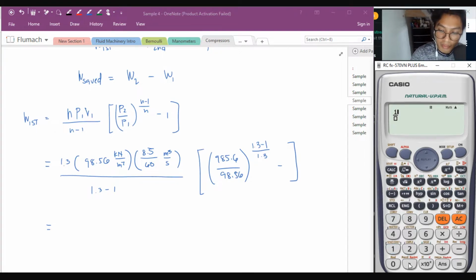So, 1.3 times 98.56, multiply natin ng 8.5 divide by 60, divide by 1.3 minus 1, tapos i-multiply natin ng, I think this is 10 times of the initial pressure. 10 na lang natin yan. 10 tapos raise natin ng 1.3 minus 1, so 0.3 divide by 1.3. Tapos, minus 1. The answer is 42.43.